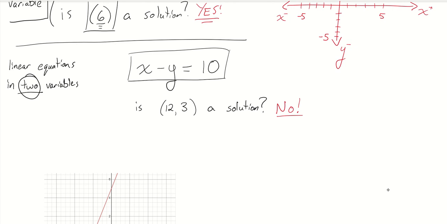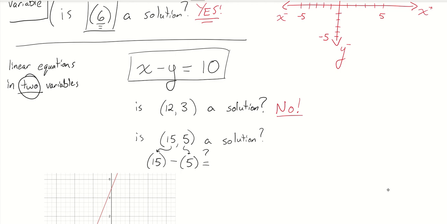So let's try maybe, and let's write this in black, is the ordered pair 15 and 5 a solution to this particular equation? Let's try it out. We're going to plug 15 into our x variable, and we're going to plug 5 into our y variable. So rewriting the equation, instead of writing x, I write 15. Instead of writing y, I write 5.